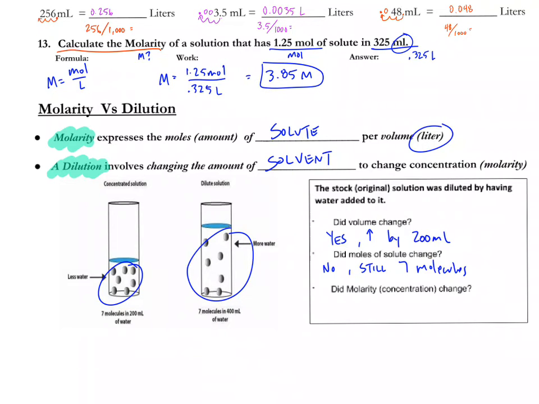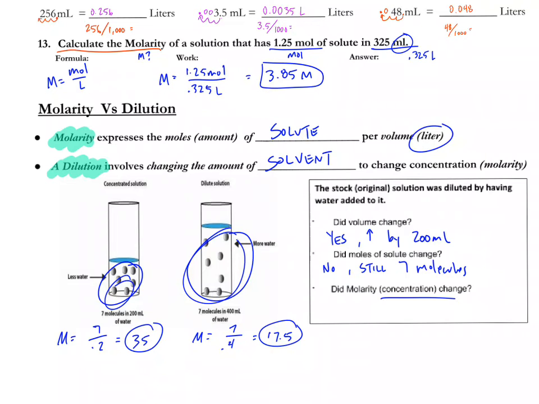Did the molarity change? Well, the molarity, otherwise known as the concentration, did change because I had 7 molecules in 200 milliliters, and here I had 7 molecules in 400 milliliters. Therefore, it did change. So in other words, if I want to calculate the molarity of this solution, I would take 7 and divide it by 0.2. And 7 divided by 0.2 is 35. If I did the same thing over here and took 7 and divided by the new volume, which is 0.4 liters, then I would get 17.5. So it was originally a concentration of 35, and now it's a concentration of 17.5. So the concentration was cut in half. So when I doubled the volume, the concentration decreased by half.